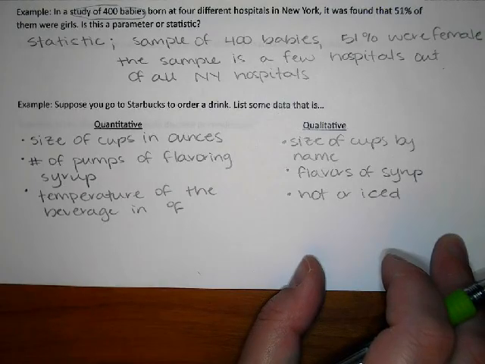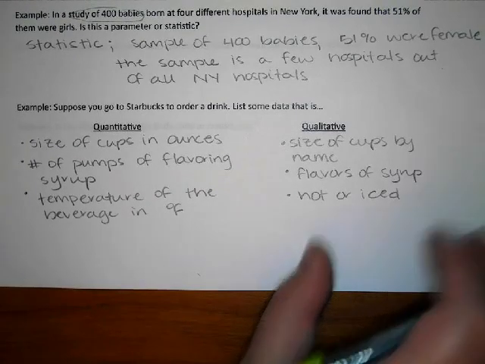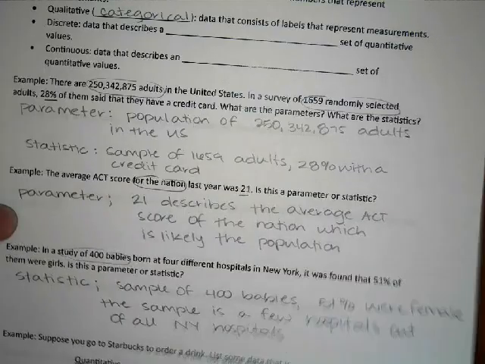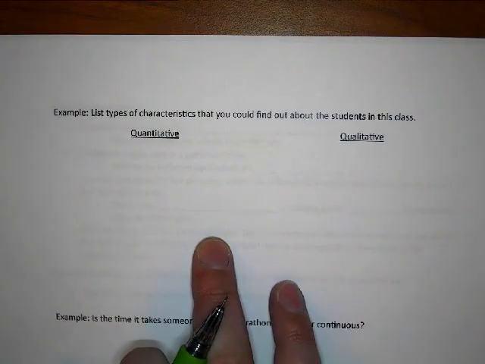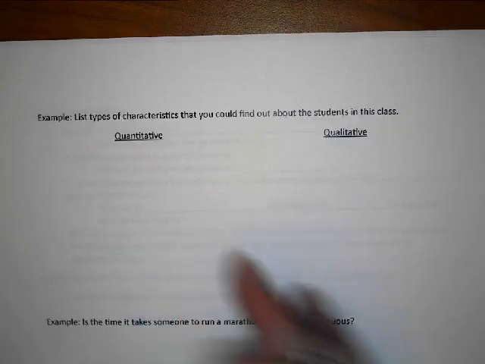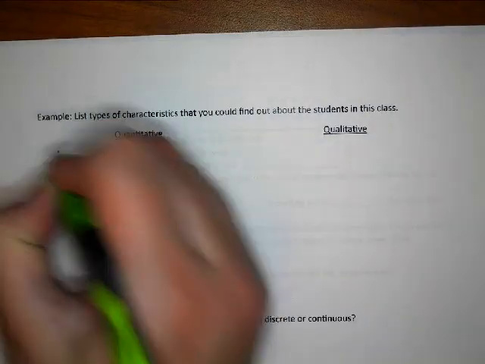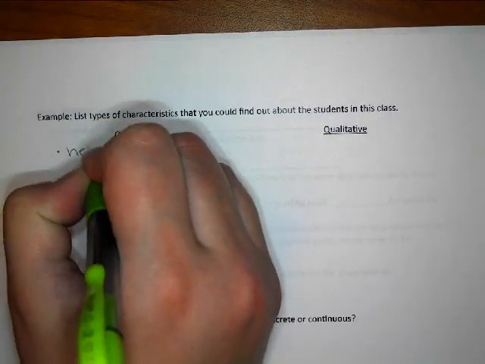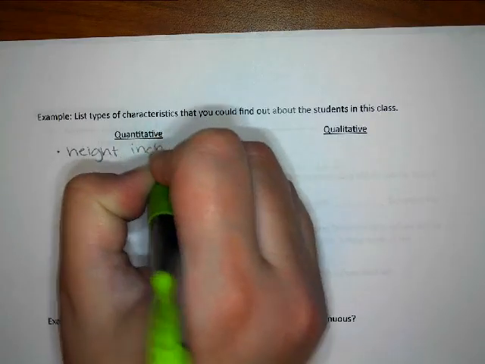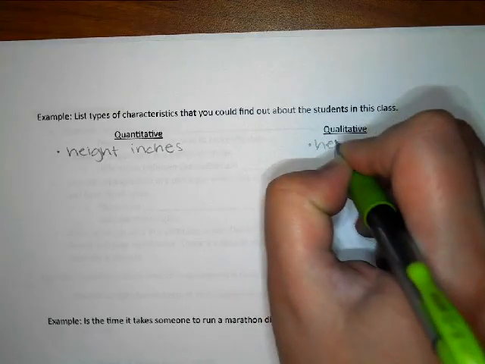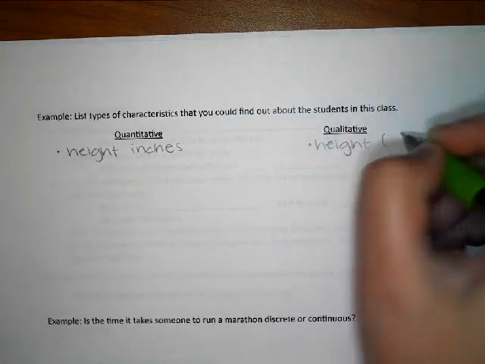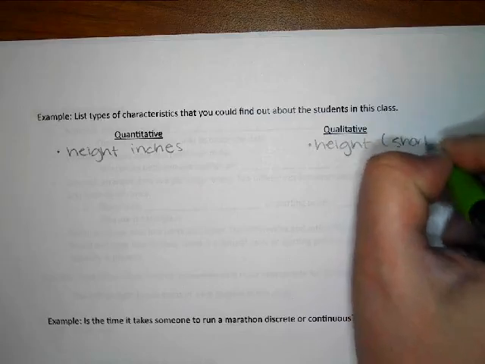Okay, let's turn to the next page. The next page is asking you to come up with characteristics, types of data, quantitative and qualitative, that you could find out about students in this class. So quantitatively, numbers that have units, we could look at all the students, we could find their height in inches, or we could find their height using categories, and we could talk about whether they are short, average, or tall.